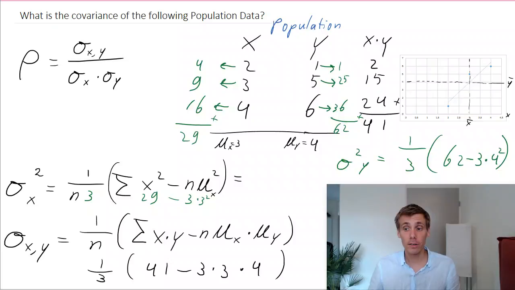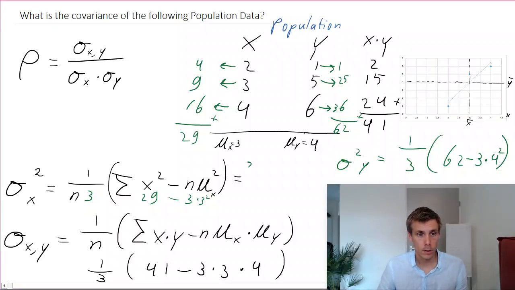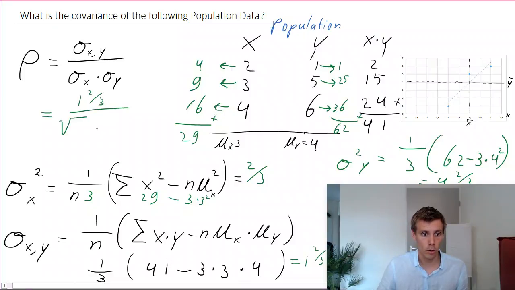I calculate everything on my calculator, and I will get as answers 2/3, 4 2/3, and for the covariance I will get 1 2/3. So to calculate the correlation, it will be 1 2/3 divided by the square root of 2/3 times the square root of 4 2/3.